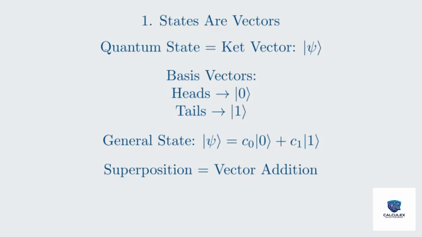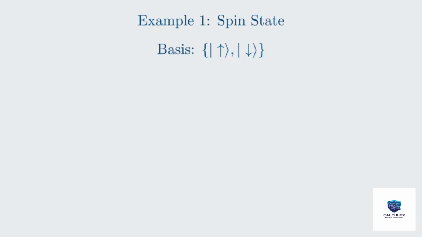Let's look at a few examples to solidify this idea. Let's work through our first example. Consider a particle's spin. Spin is an intrinsic property of a particle, and along any direction, it can only be measured as up or down. We can define a basis using two orthonormal vectors. Let's call the spin-up state |↑⟩ and the spin-down state |↓⟩. So, any possible spin state of this particle is a vector in a two-dimensional complex vector space.